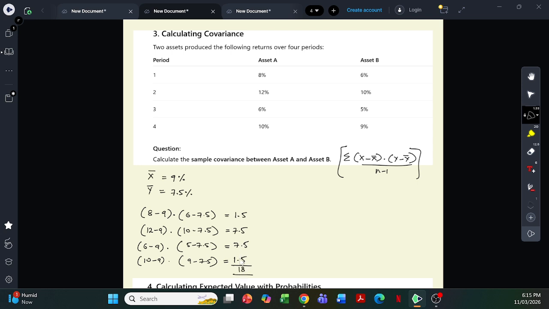Okay, now we're gonna divide this by n minus 1. The n here is 4. So we're gonna divide 18 by 3. That would be our answer. Okay.